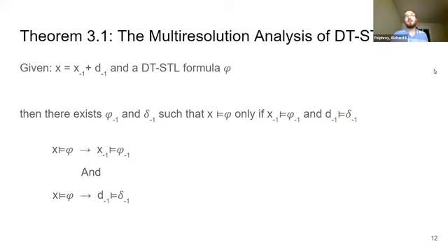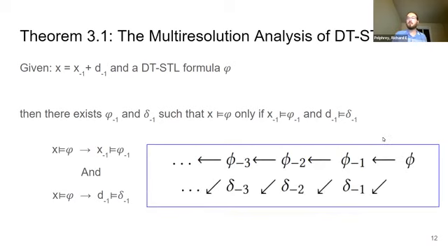And this brings us to our first theorem, the multi-resolution analysis of discrete time signal temporal logic. Given a signal with a multi-resolution analysis and a DTSTL formula phi, there exists an approximation formula phi minus 1 and a details formula delta minus 1, such that x satisfies phi only if x minus 1 satisfies phi minus 1 and d minus 1 satisfies delta minus 1. And once again, these formulas follow a similar structure to the original signal. There is a low resolution formula for both the details and the approximation at each level of decomposition.